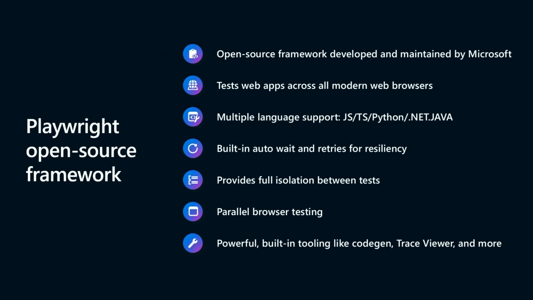Playwright has powerful built-in tooling. CodeGen is a tool that enables you to record the tests by clicking on the things that you want to test or by replaying the scenarios, and it generates a test script for it. You can integrate this test script back into your code and run the tests.